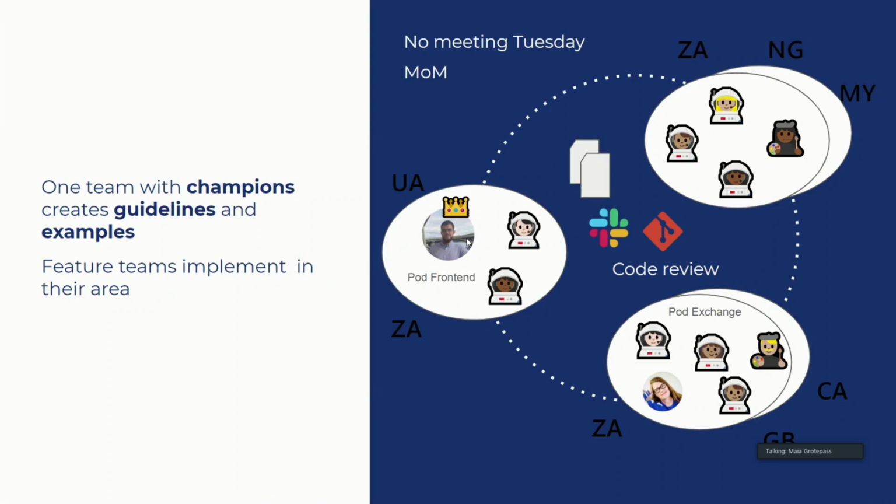Now, I'm at the bottom there in Pod Exchange. I'm in the team that writes features for the Exchange part of the app. And so I'm busy writing my features, but I can get the examples and the guidelines from Pod Frontend on how to do the migrations. So typically our teams, like Pod Exchange, where I am, I'm the Android engineer, there is an iOS engineer, a web engineer, maybe a backend engineer, and also a designer, so they form a cohesive team.